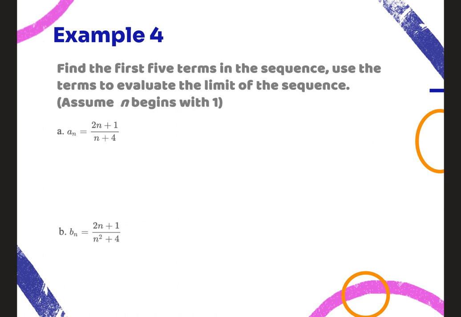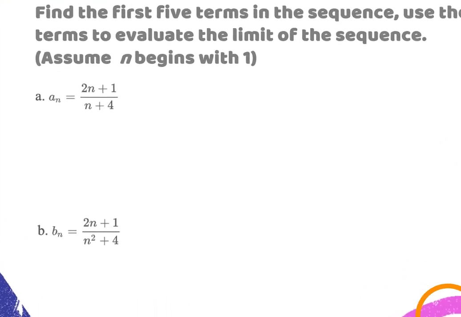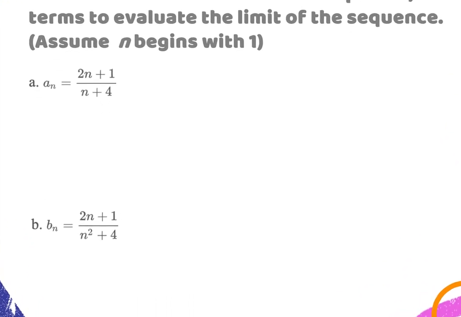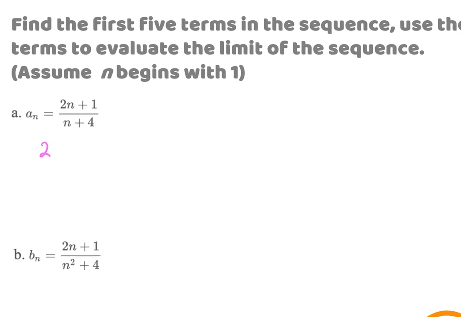In this case, we won't do the first 5 terms on B, we'll just do it on A because we know how to do it. But it says find the first 5 terms in the sequence and use the terms to evaluate the limit of the sequence. Now I use it in reverse. I find the limit and then I find the first 5 terms. And the pattern on the terms confirms your limit. So if I look at A, what's true about the relationship of the exponents? They're the same, which means this is the leading coefficient scenario, and my limit would be what? 2. Now I'm going to plug in my values.